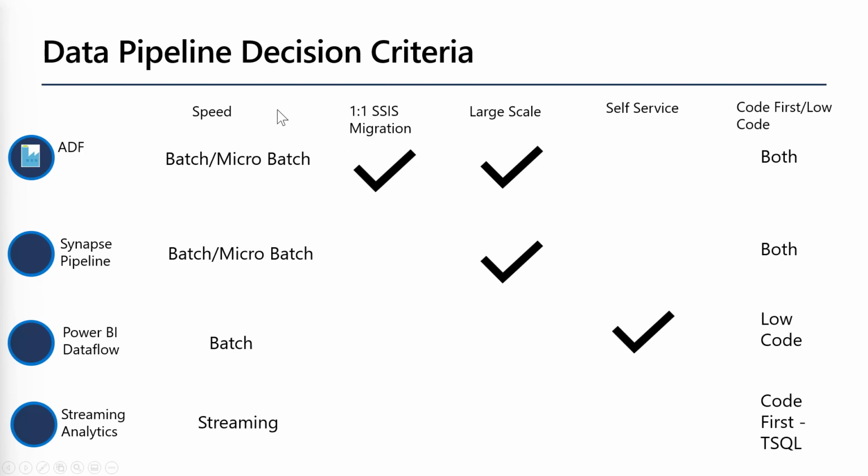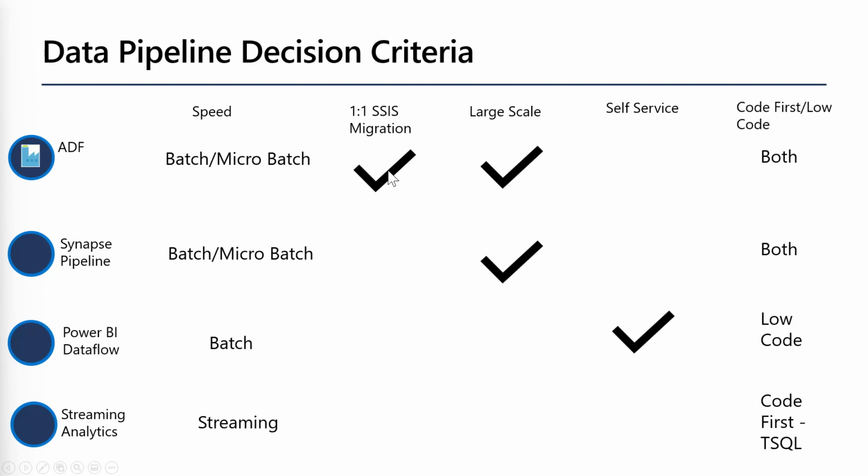Here we come to the decision criteria when you're choosing a data pipeline. There are many metrics you should think about in terms of speed: whether you need SSIS migration, large-scale batch processing at enterprise scale, self-service, or code-first or low-code transformation support. Azure Data Factory and Synapse Analytics support large-scale enterprise batch or micro-batch processing. They support both low-code and no-code.